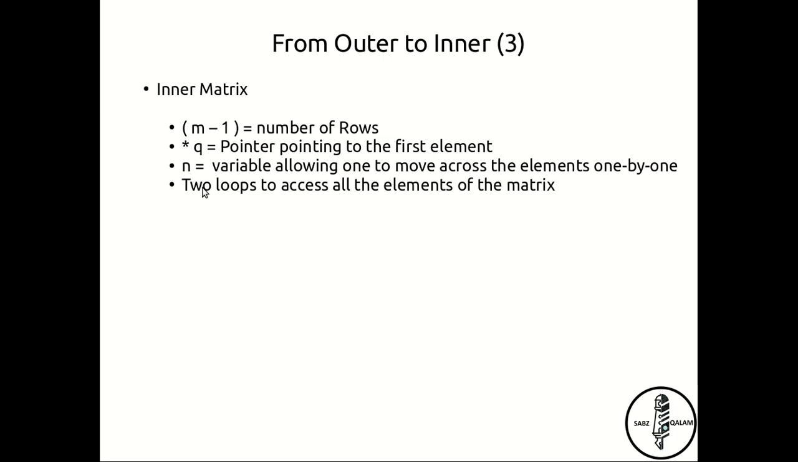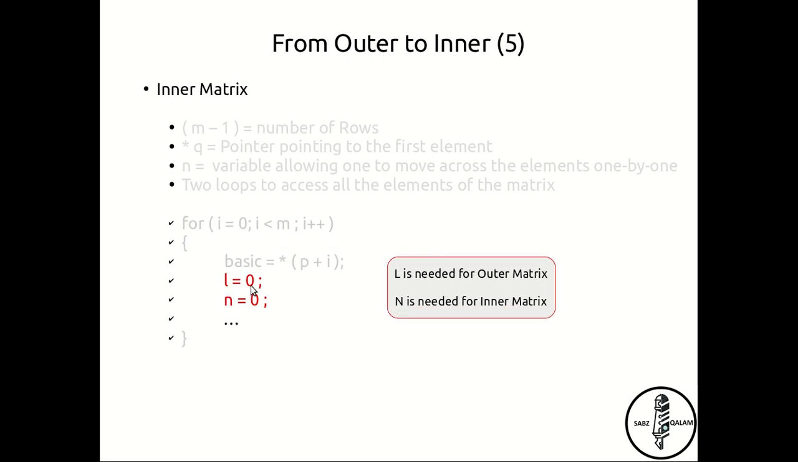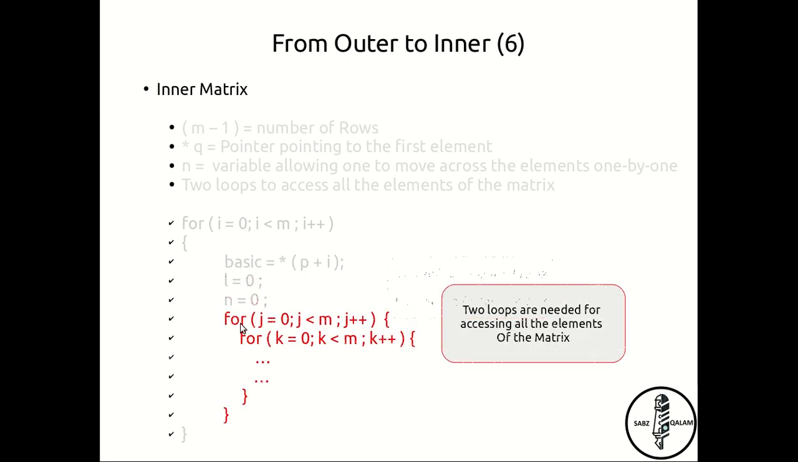Now you need 2 loops here, right? So here our L has been initialized to 0 and n has been initialized to 0. We actually need to do this every time. L is needed for the outer loop, outer matrix, and n is needed for the inner matrix. Now we need 2 loops to access the elements. The outer loop was actually for the basic elements, which was A, B, C, and D. It is the inner loop here which we need for accessing the individual elements.